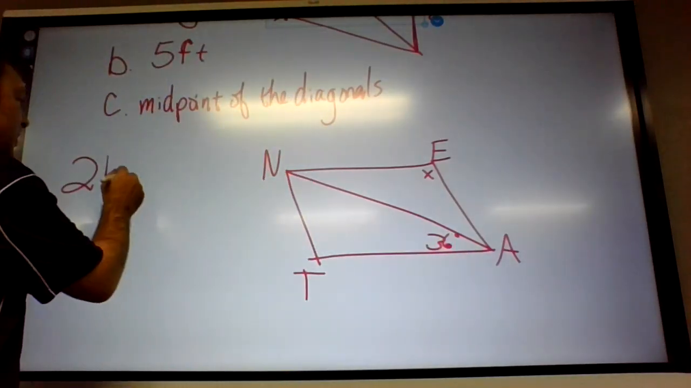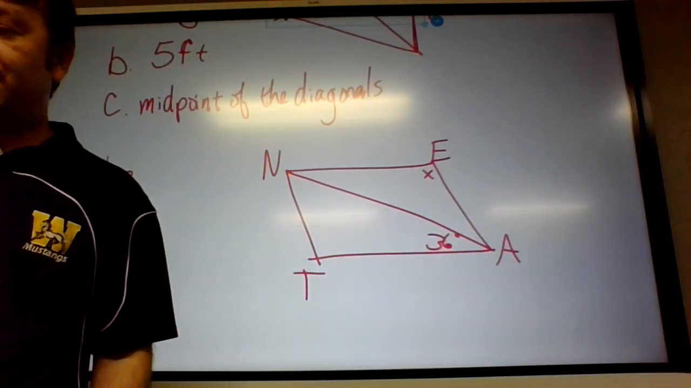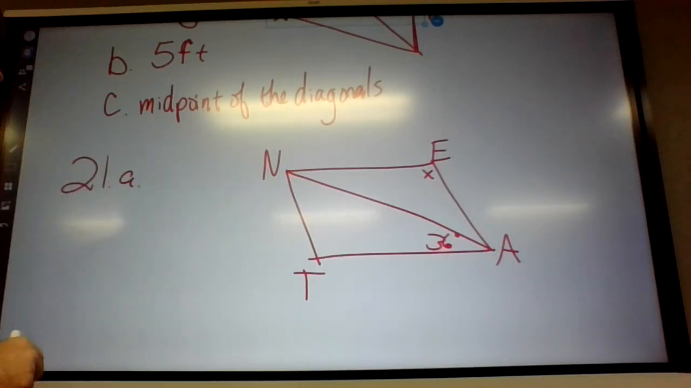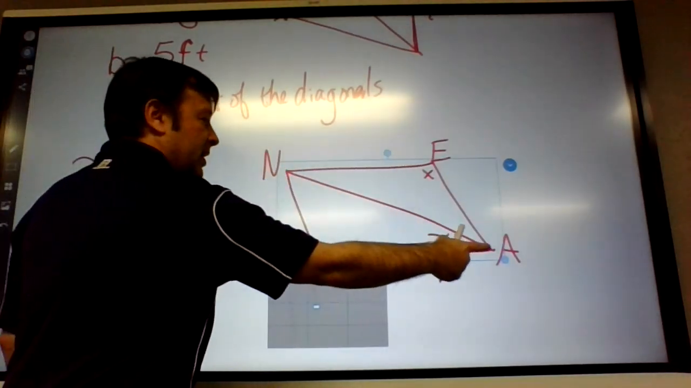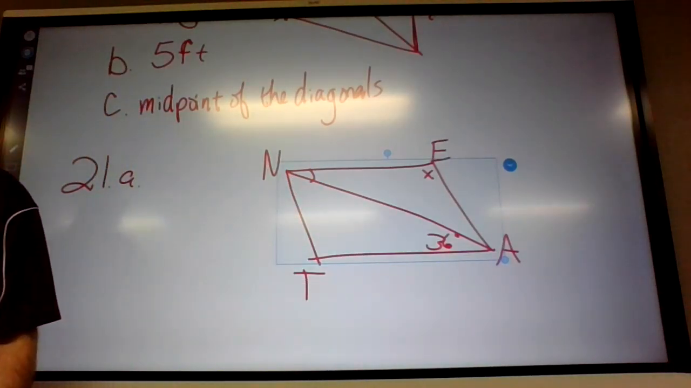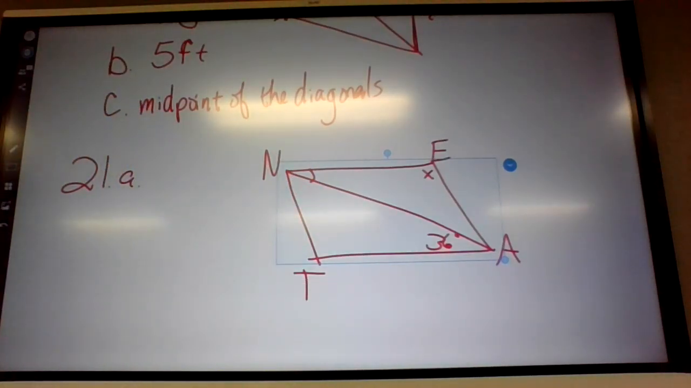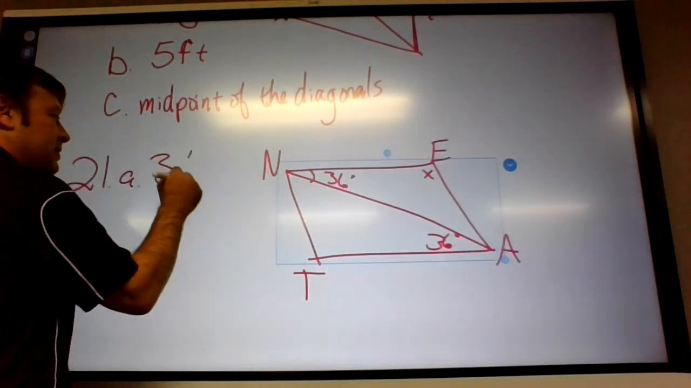On 21A, it says find the measure of angle ENA. So here's angle ENA. That'd be right there. So what is that angle going to have to be? 36, because of the alternate interior angle thing. So that's just A.